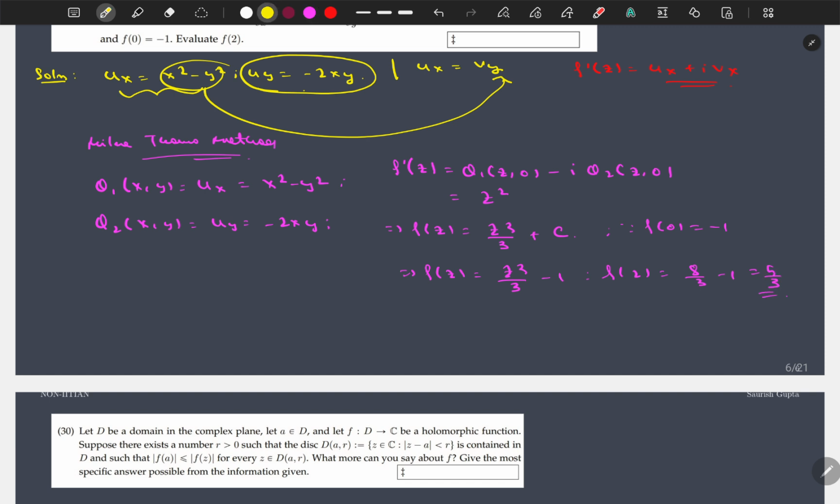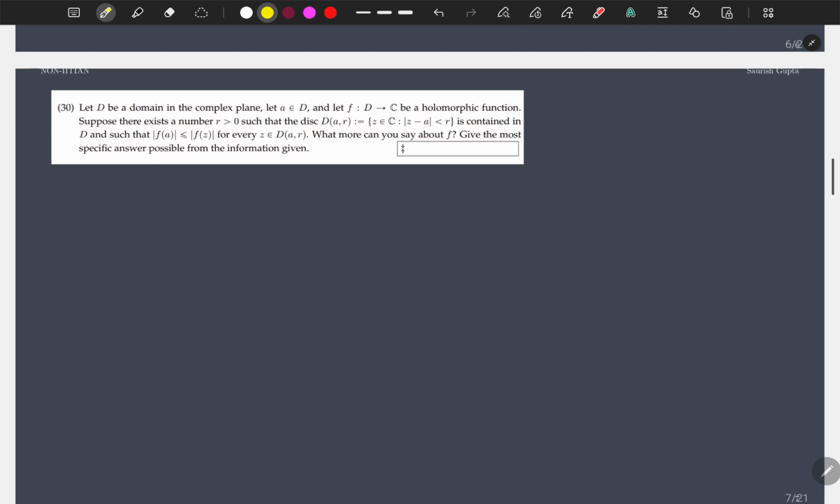Okay, let us see the next problem now. The next problem says the following. Let D be a domain in the complex plane, a be an element from the domain, let f from D to C be a holomorphic function. Suppose there exists a number r positive such that the disk is contained in D, and such that the modulus of f of a is less than or equal to the modulus of f of z for every z in the disk.